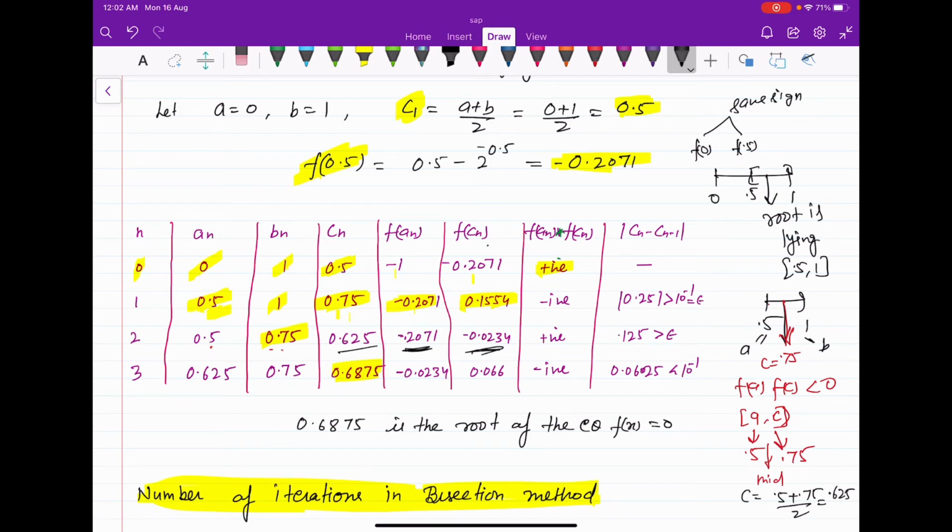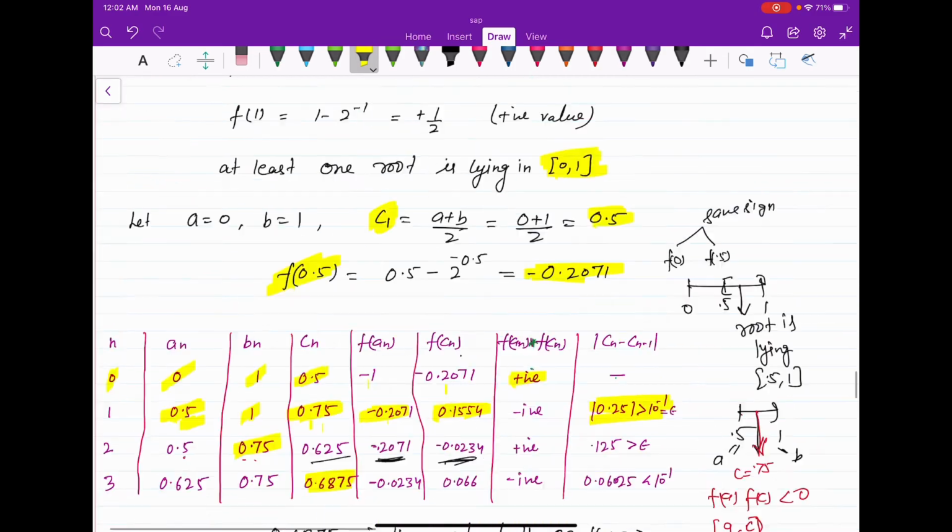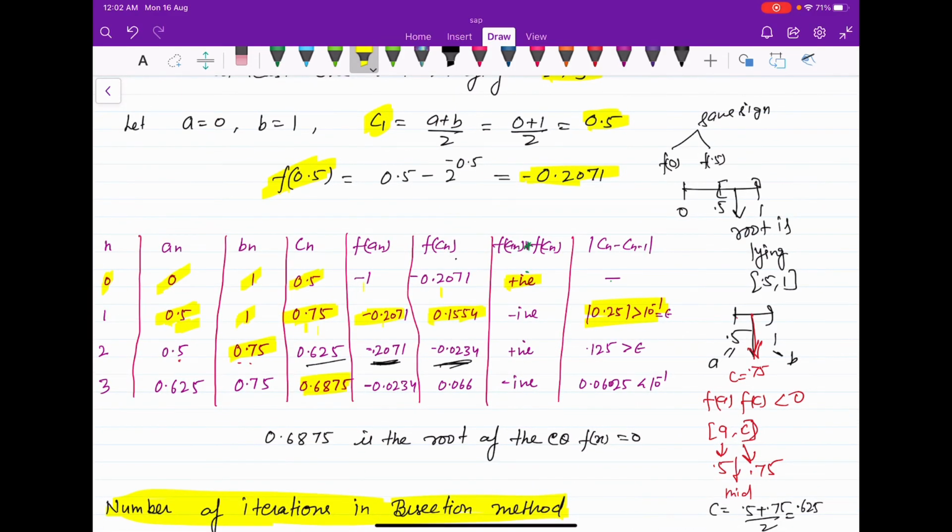You can ask, how many steps will we continue? For that we are checking the error of the consecutive values. That means at the first level we have computed c0, and then we have computed c1. So we are computing the difference c1 minus c0. This c1 minus c0 is 0.25. The tolerance given here is 0.1. So if the difference c1 minus c0 is less than 10 to the power minus 1, we will stop, otherwise we will continue.